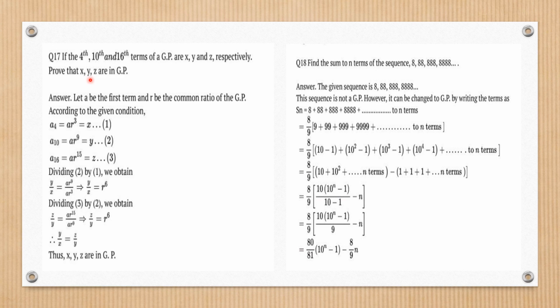So that means the ratio of these terms is the same. That means y upon x is equal to z upon y. Okay, or y square equals xz. Whatever you want to prove, that way will be suitable.